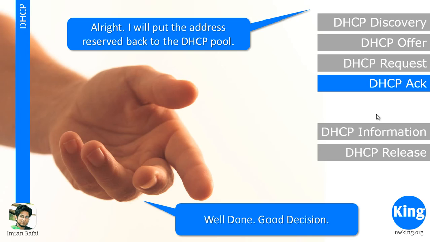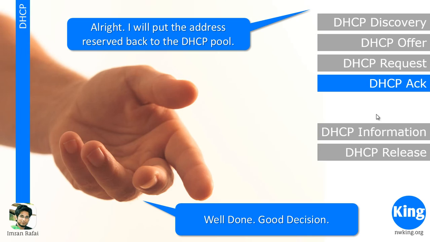The other DHCP server, what it does is it had reserved the IP address 1.50, right? So what it would do is it would put that IP address back to the pool, so it could assign that IP address to another client if there is another request. So these are the 4 critical messages that the DHCP exchanges in the initial DHCP IP address assignment.